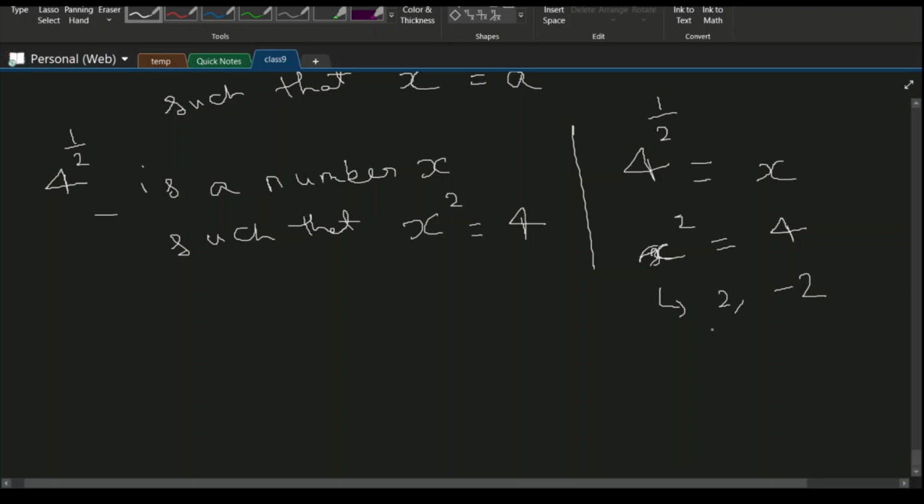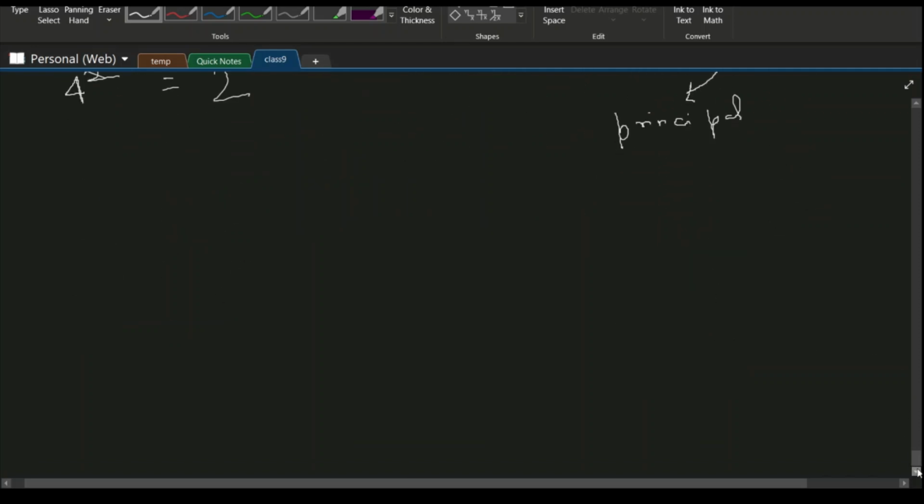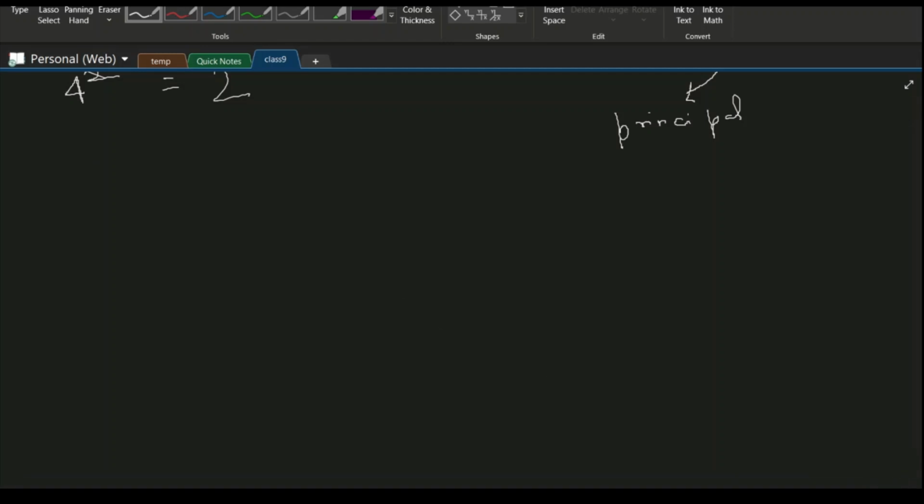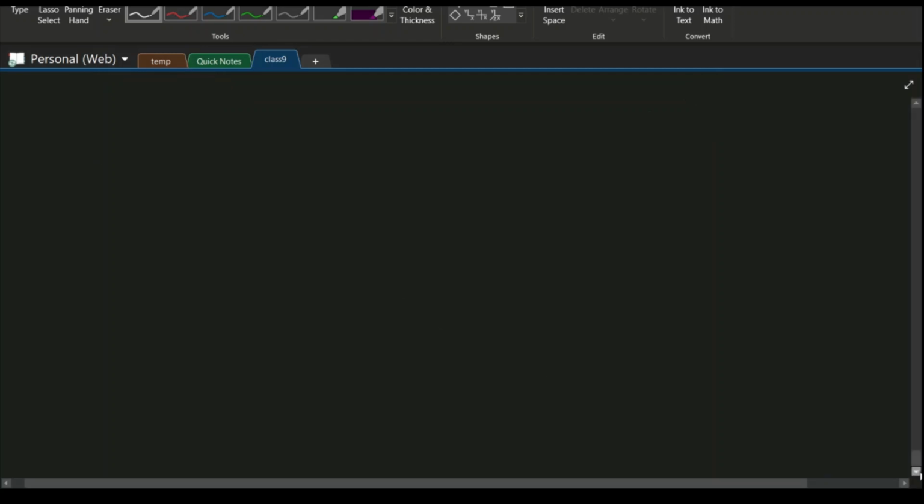And that's why we were bringing in the term principal. So 2 will be considered the principal one. So 4 to the power half will be 2. Let's see a few more examples, then it will be clear.